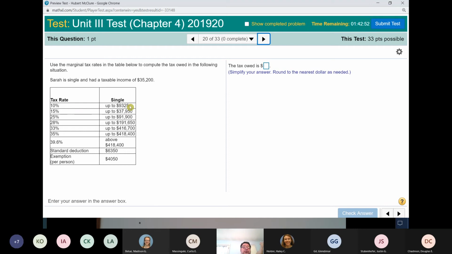So you're going to be $932.50, and then I done forgot it, $24,800, I think, minus $93.25 at 15%, and add those two together.